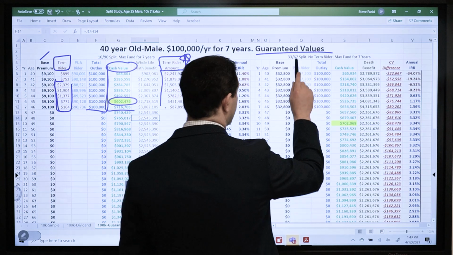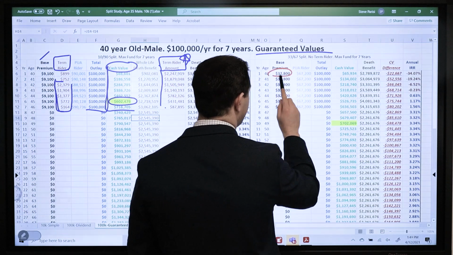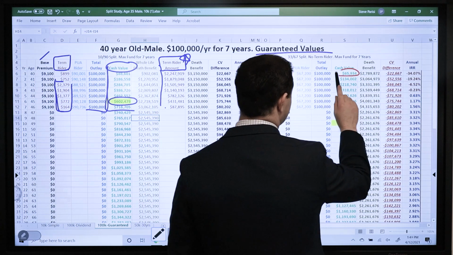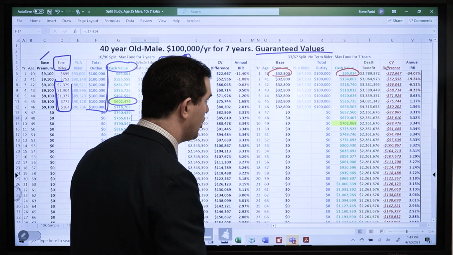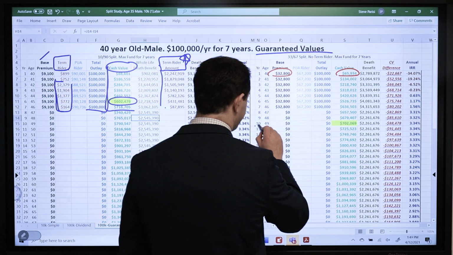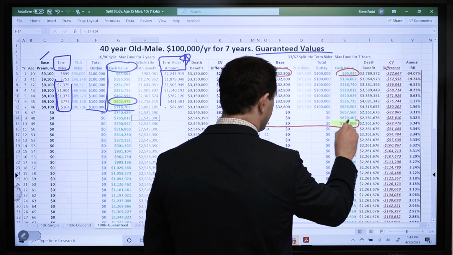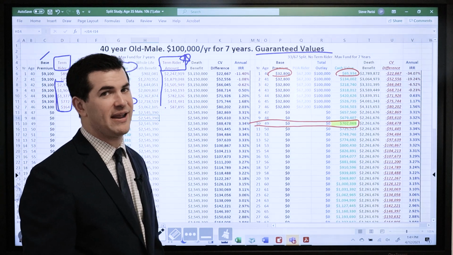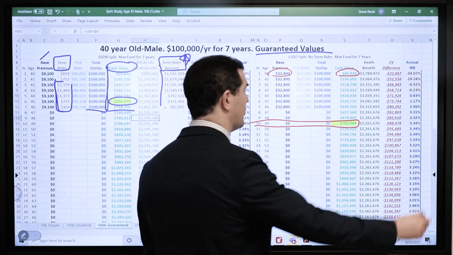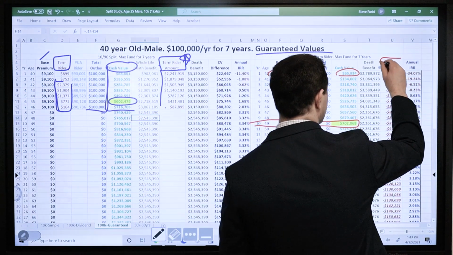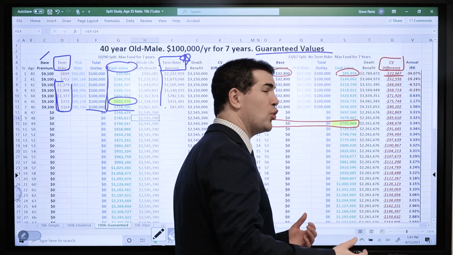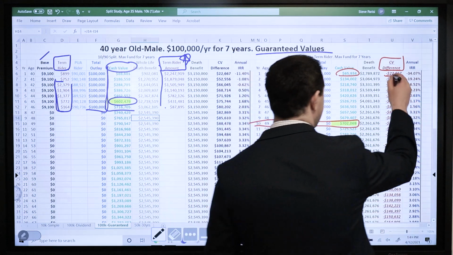3070 or 3367. Same base premium, no term insurance rider. Cash value, about $66,000 right off the bat. When is my break-even point? Year 10, based on the guarantees. Now we've got a cash value difference column here as well. What do you notice? Right off the bat, I've got about $22,000, $23,000 less in cash value.